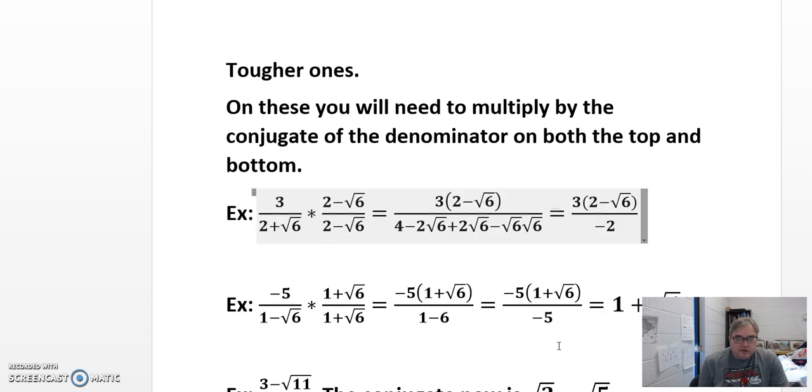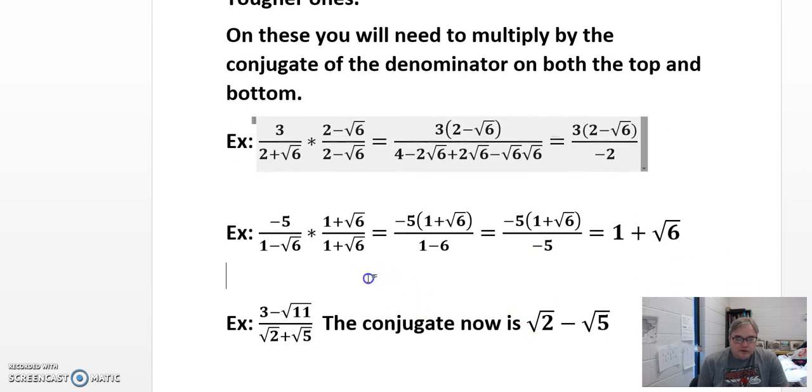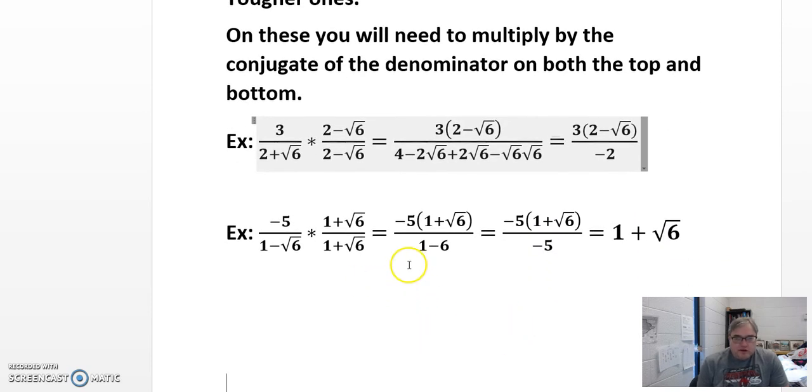Another example. Negative 5 over 1 minus square root of 6. So the conjugate of 1 minus square root of 6 is 1 plus square root of 6. Again, the numerator I just put in front, negative 5 times. The bottom, FOIL it out. You're going to get 1 minus 6, and that'll become negative 5. And here the negative 5 will divide off. I'm left with 1 plus square root of 6.